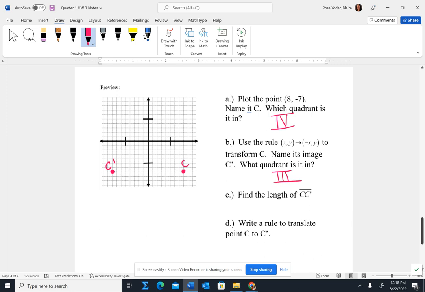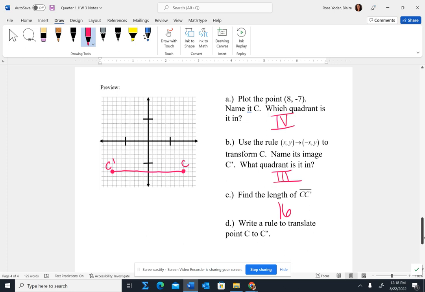Next, it says, what's the length of the line segment that goes from C prime to C? So there's a quick way to do it, and there's a slower way. I could actually count all the boxes, but I actually know that both of those points are 8 away from the y-axis. So I could go 8 plus 8 is 16 units long.